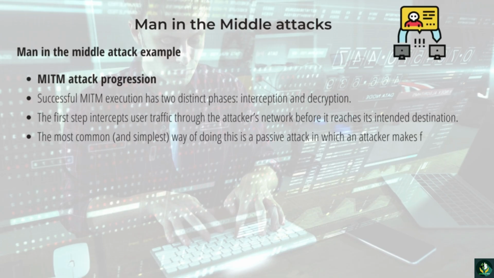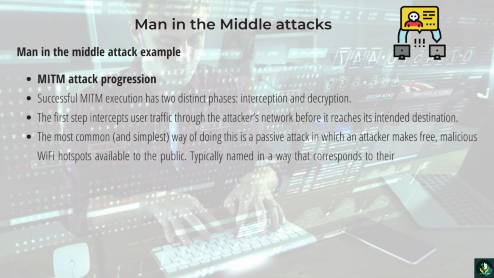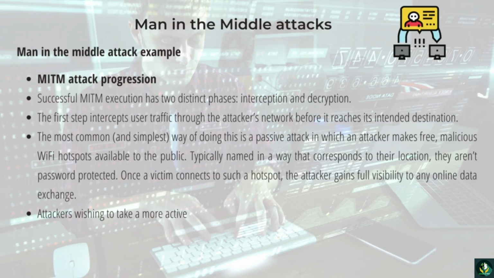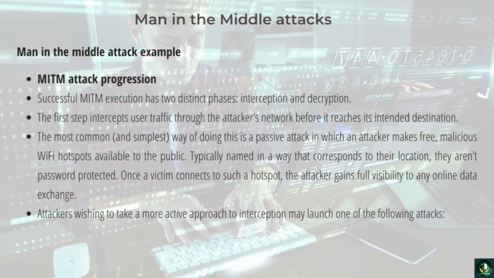Interception. The first step intercepts user traffic through the attacker's network before it reaches its intended destination. The most common and simplest way of doing this is a passive attack in which an attacker makes free, malicious Wi-Fi hotspots available to the public. Typically named in a way that corresponds to their location, they aren't password protected. Once a victim connects to such a hotspot, the attacker gains full visibility to any online data exchange. Attackers wishing to take a more active approach to interception may launch one of the following attacks.